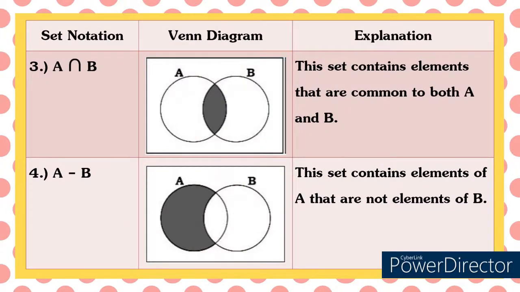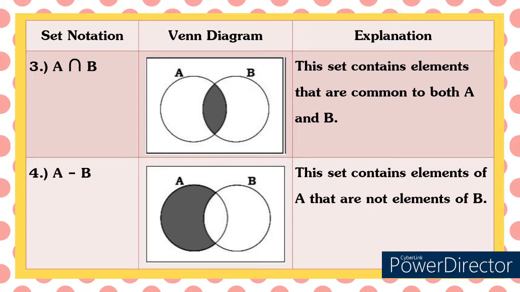This set includes the elements common to both A and B and the elements only in B. Next, we have number 3. Number 3 is the intersection of A and B, or A intersect B. Napansin niyo, ito po ang portion na may shade, yung sa overlapping region. So, the set contains elements that are common to both A and B.